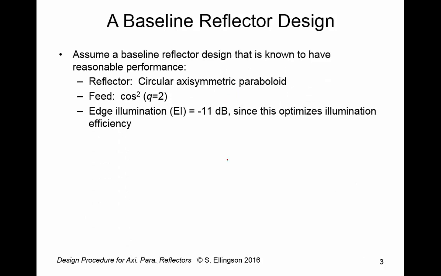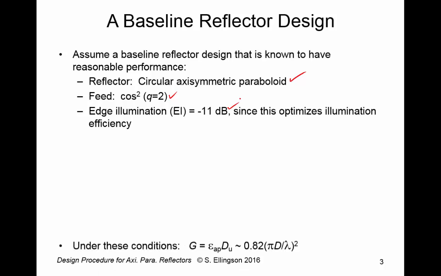So here's the baseline reflector design. What we do is assume a design which is already known to have reasonable performance. So we'll restrict our focus to circular axisymmetric paraboloids. In that case, we know Q equals 2 is a reasonable value. And we know from this that edge illumination approximately equal to minus 11 dB optimizes illumination efficiency. And this is a very broad maximum. In other words, minus 10 dB is probably okay. Minus 12 dB is probably also okay. The idea is to have a value that you can start from and then iterate to get to the design that you seek.